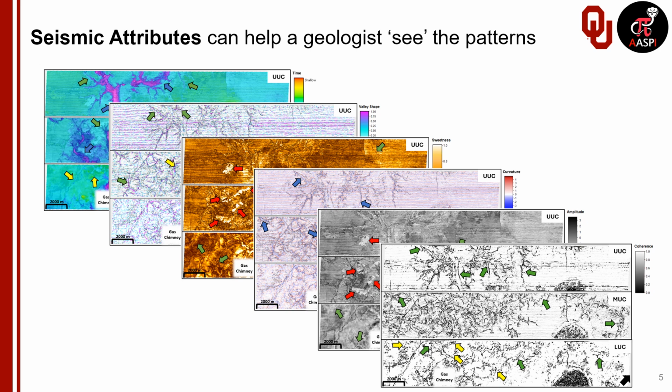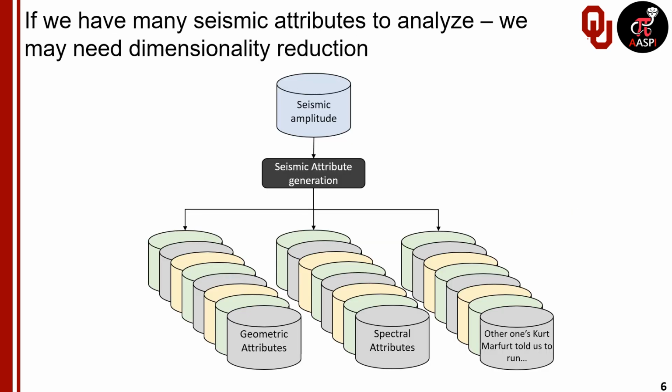Trying to see all those different patterns at once and incorporate them in your geologic mind can be confusing. So one of the methods we like to use is methods that revolve around dimensionality reduction. This is where you have your seismic data, you've generated a bunch of attributes, shown here. We've got a bunch of geometric attributes, we've got a bunch of spectral attributes. They're all showing us little hints and details about what's going on geologically.